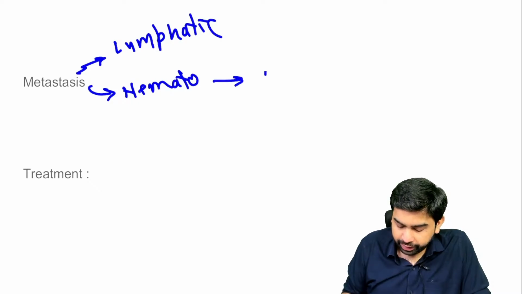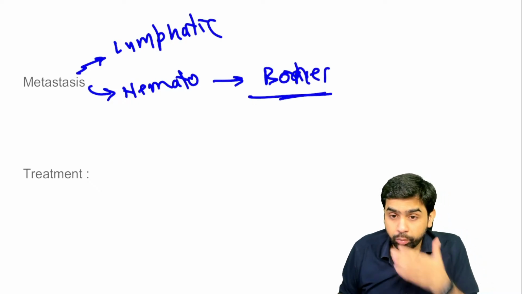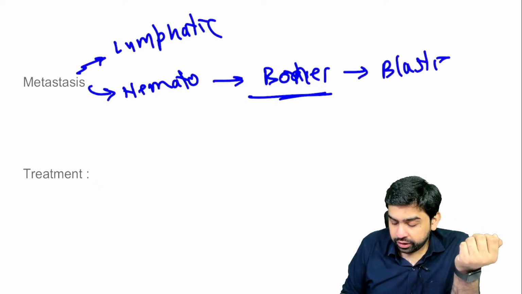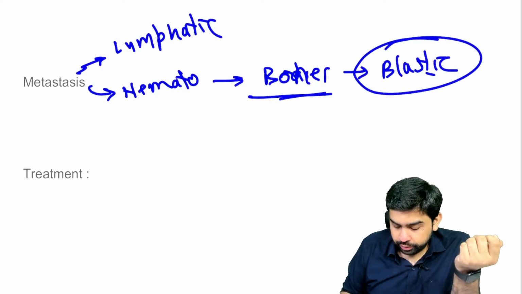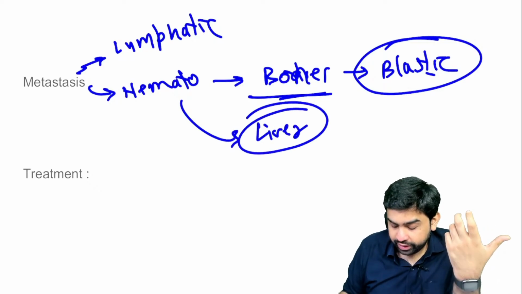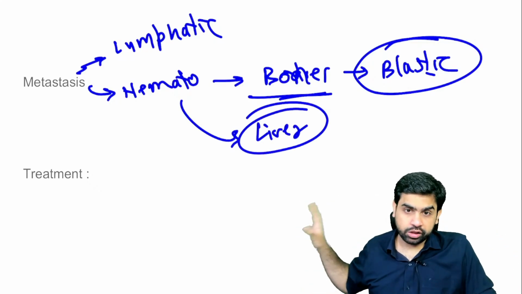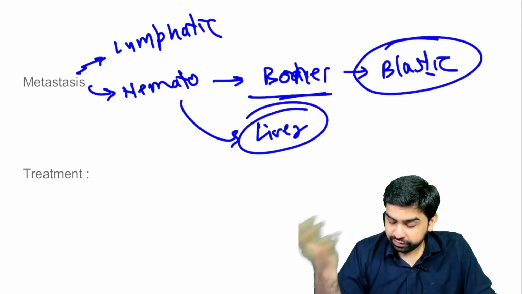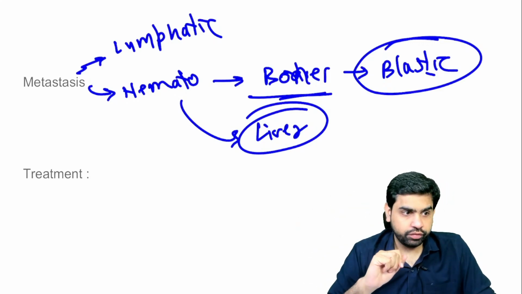Hematogenous spread can basically go to the bones, and in the bones what you get is an osteoblastic metastasis, a blastic metastasis. Hematogenous metastasis can also occur to the liver. That is a systemic metastasis, so systemic metastasis basically happens to the liver. That is what you need to understand. And the lymphatic spread, obviously, is also there.